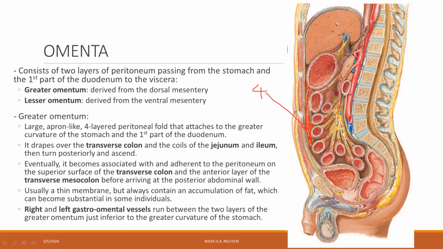So you got 2 layers in front, 2 layers in the back, so 4 layers, okay? The 2 layers in the back will continue to go to the transverse colon. It drapes over the transverse colon right here until it becomes the transverse mesocolon, TMC. All right, so it basically drapes over the transverse colon, becomes the transverse mesocolon, and then it goes and attaches itself back into the parietal peritoneum of the posterior side of the abdominal cavity. Okay, so that's how you know that there's 4 layers of this omenta.